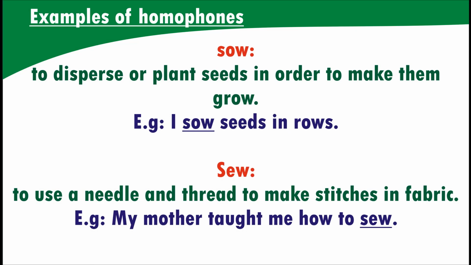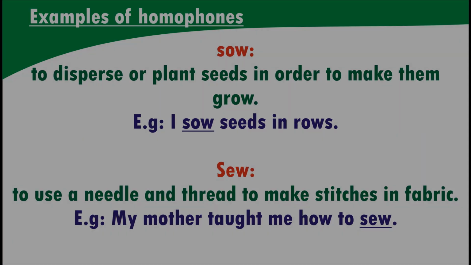The next pair of homophones here is sow. So the first one is S-O-W. It is a verb. It means to disperse or plant seeds in order to make them grow. Example, I sow seeds in rows. The second word is spelled S-E-W, and it is also a verb. It means to use a needle and thread to make stitches in fabric. E.g., my mother taught me how to sew.